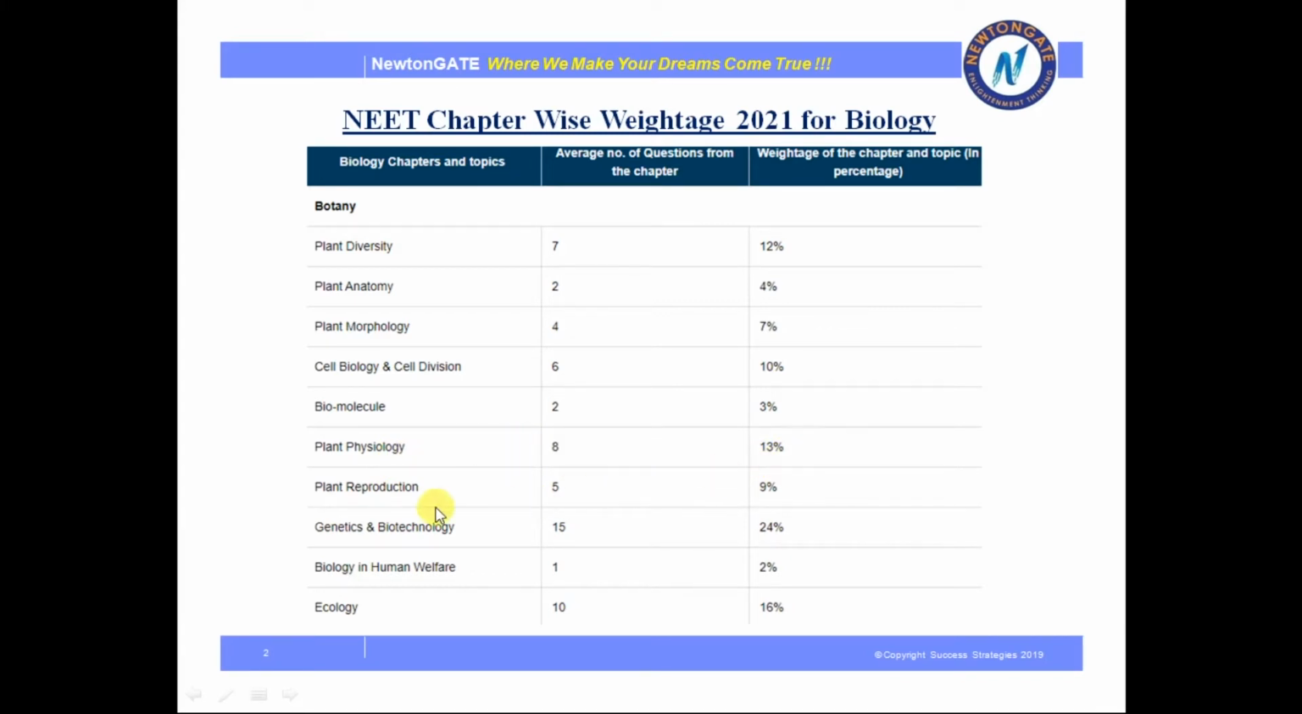weightage 13%. Plant reproduction: questions asked 5, weightage 9%. Genetics and biotechnology: questions asked 15, weightage 24%. Biology and human welfare: questions asked 1, weightage 2%. Ecology: number of questions asked 10, weightage 16%. So, the maximum weightage is carried by the chapters genetics and biotechnology, ecology, plant physiology, and cell biology and cell division.